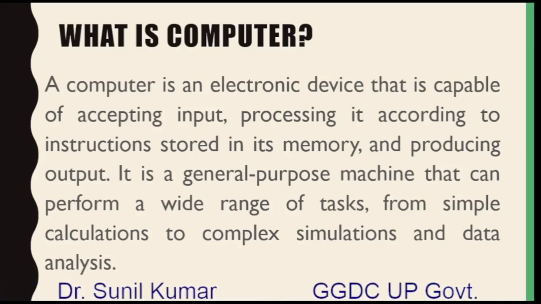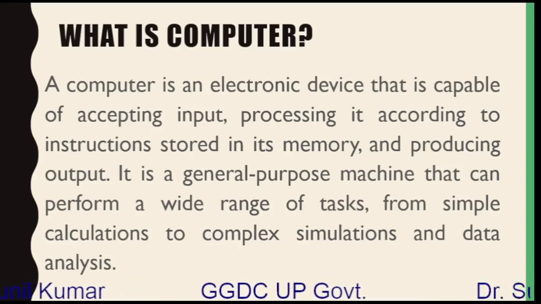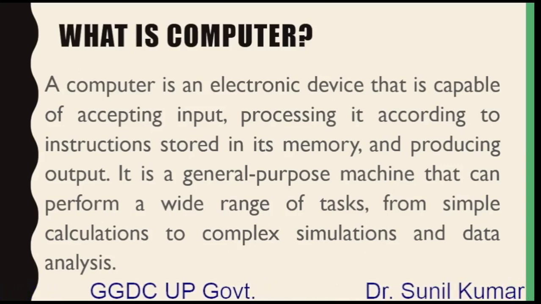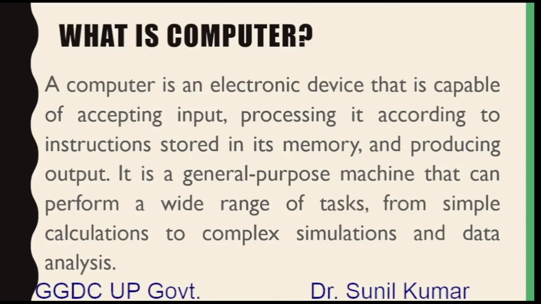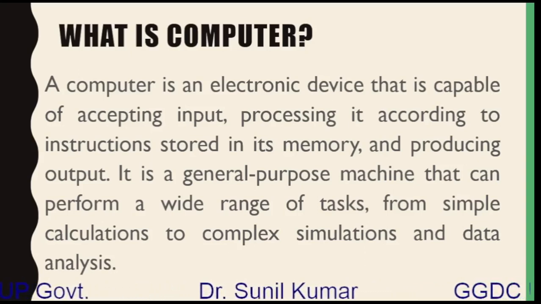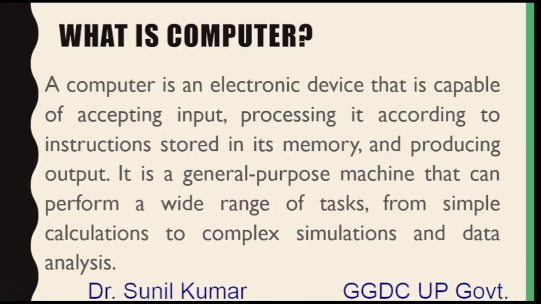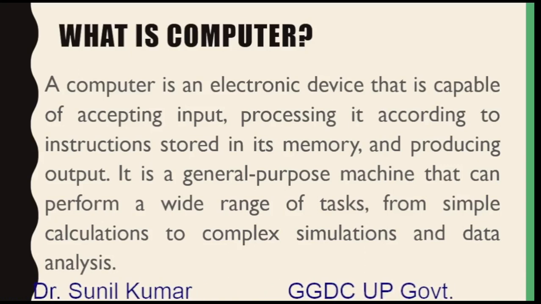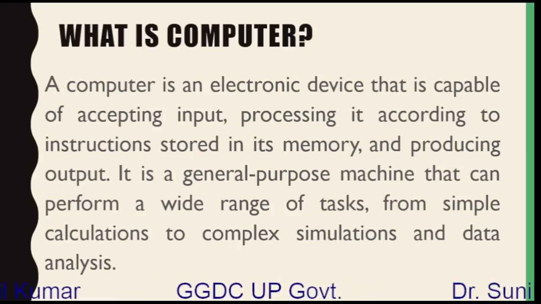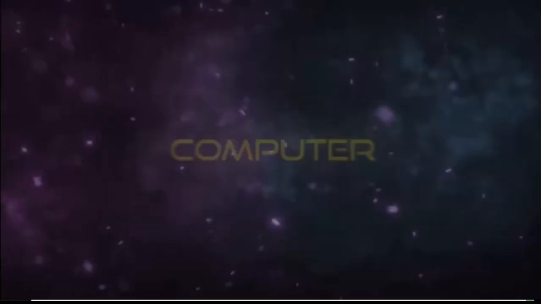A computer consists of hardware and software components. The hardware includes the physical components of the computer such as the processor, memory, storage devices, and input output devices such as a keyboard, mouse and monitor. The software includes the programs and operating system that run on the hardware and enable the computer to perform a specified task.